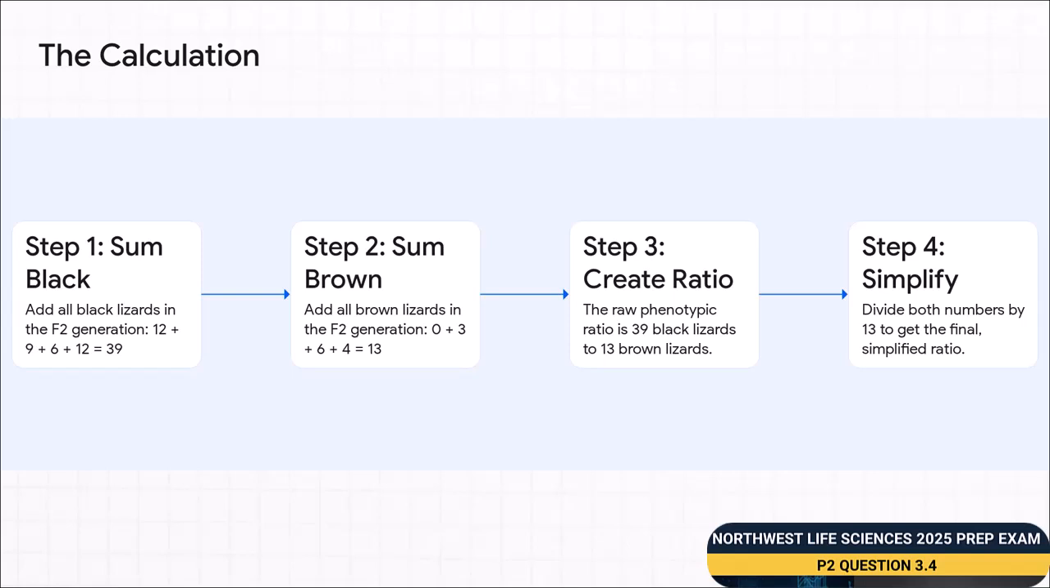Super simple. Step 1, you're going to add up all the black lizards from all 4 of those F2 pairs. Step 2, you do the exact same thing for all the brown lizards. That leaves you with a ratio of 39 to 13.